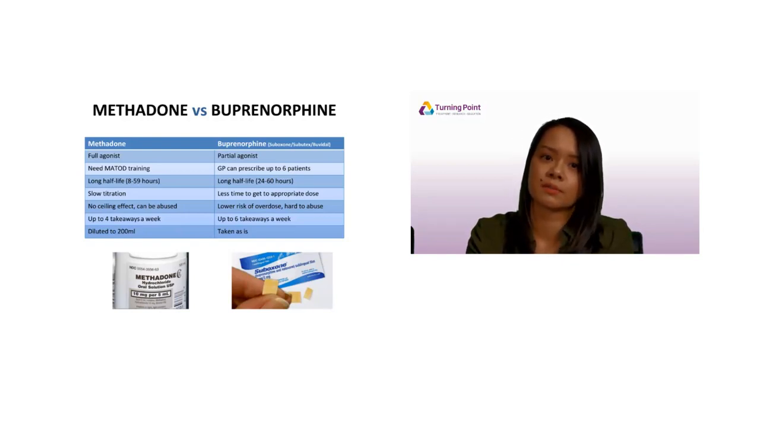And to reduce the risk of diversion, when pharmacies dispense methadone, they have to dilute it with water up to a 200 ml volume, and that's to prevent spitbacks and to make sure that people swallow it properly.